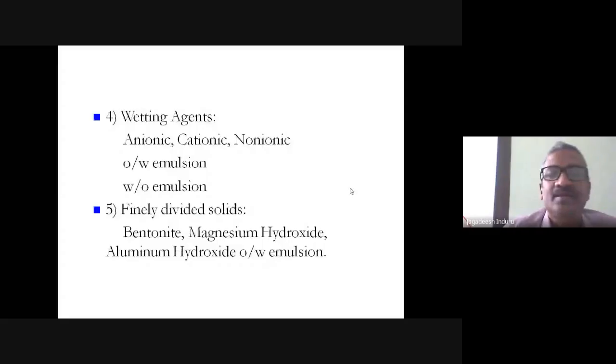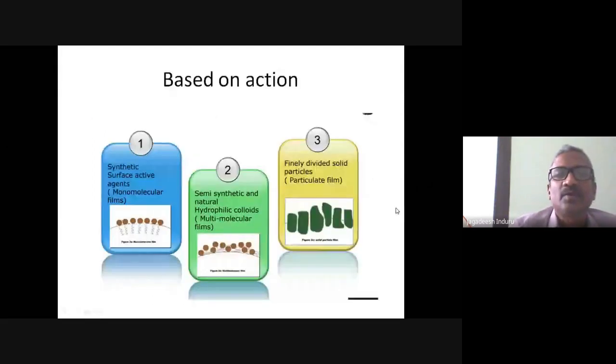The fifth category of the emulsifier is anionic, cationic, and non-ionic. They are actually wetting agents, which we have already seen in the suspensions also. The last category is the finely divided solids, that is magnesium hydroxide and aluminum hydroxide, which are from mineral origin. Based on the action, you are going to have this classification: synthetic surface active agent, semi-synthetic, and finely divided solids.